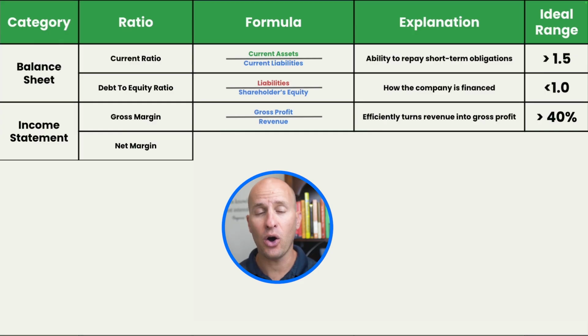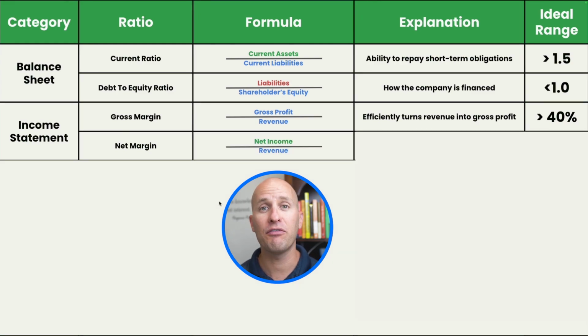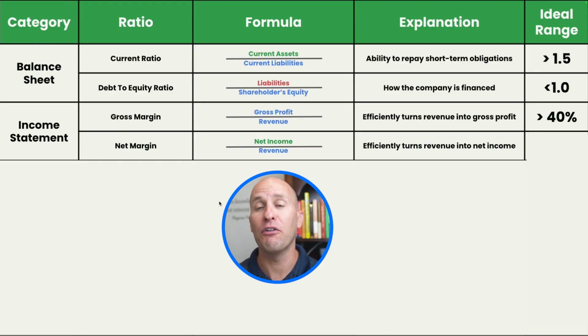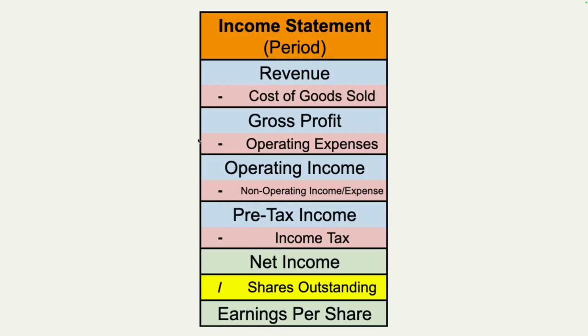Ratio number 4 also looks at the company's income statement and it's called the company's net margin. The formula for this is the company's net income is in the numerator and the company's revenue is in the denominator. This ratio reveals how efficiently a company turns revenue into net income or profit. While this number will also vary greatly by industry, an ideal number for this range to hit would be above 10%.